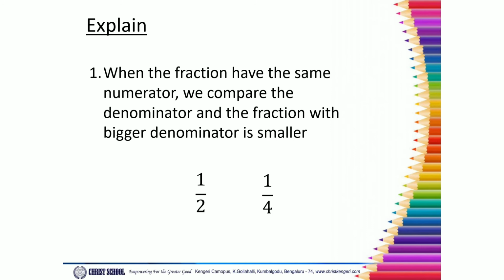Here the denominator is 2 and 4. Among 2 and 4, who is bigger? 4 is bigger. So if the fraction has a bigger denominator, then that fraction is smaller. So 1/4 is smaller when compared to 1/2. So 1/2 is greater than 1/4.